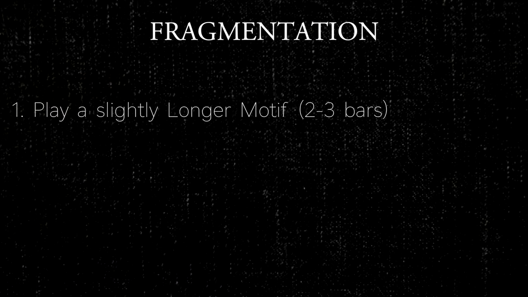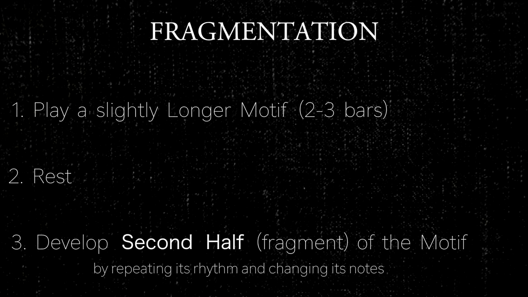Another way to do fragmentation is developing the second half of the motif. And this is what that looks like. You play a slightly longer motif containing developable characteristics for two or three bars. Then you rest. Then you develop the second half of the motif you just played by repeating its rhythm and changing its notes.